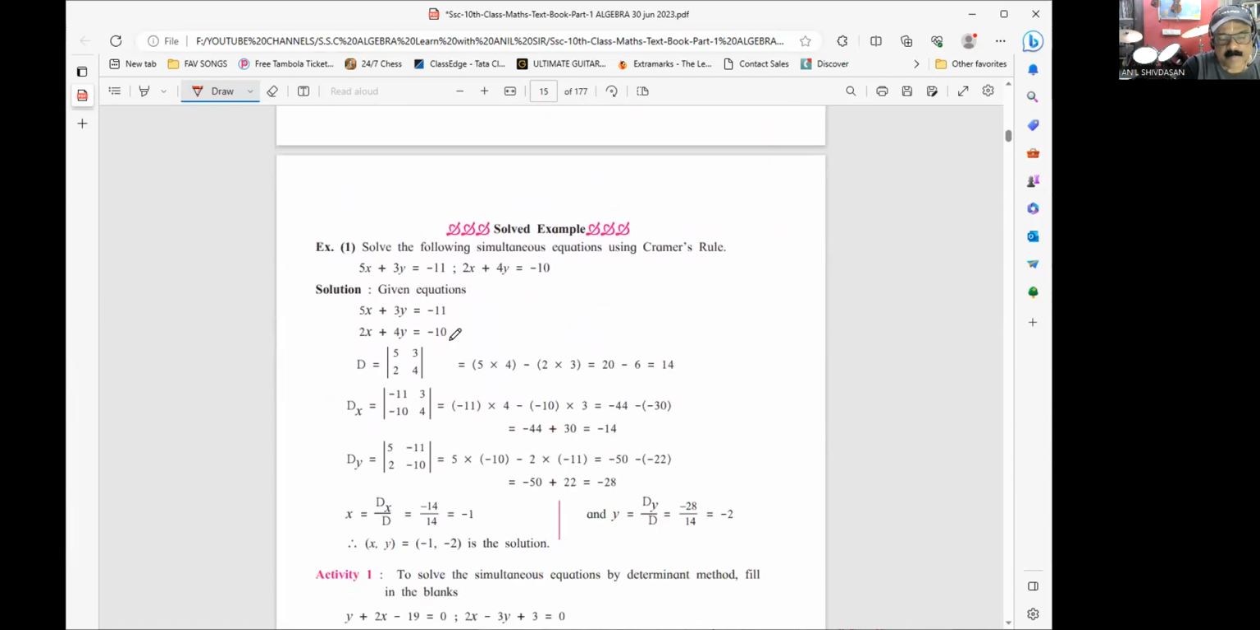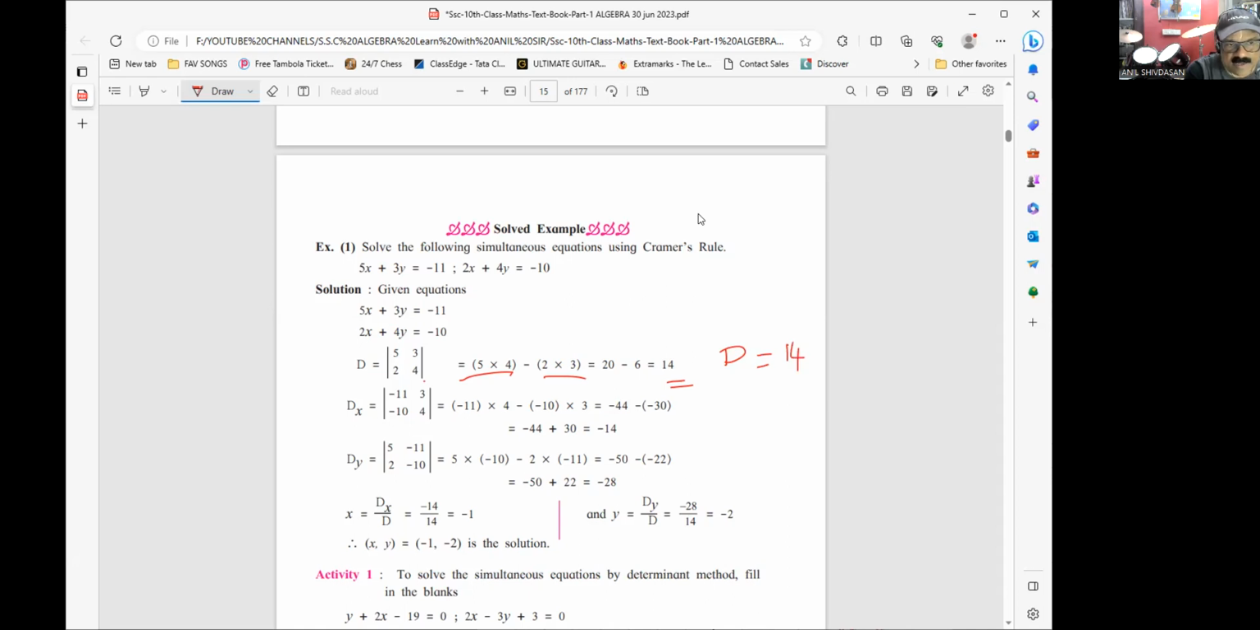How to find a solution using Cramer's rule. So 5x plus 3y equal to minus 11. This is the first equation. And 2x plus 4y equal to minus 10. Now the first determinant is D, and that will be the coefficients of x and y. So 5, 3, 2 and 4. So 5 into 4 is 20. 20 minus 3 times 2 is equal to 14. So what you get is D equal to 14.